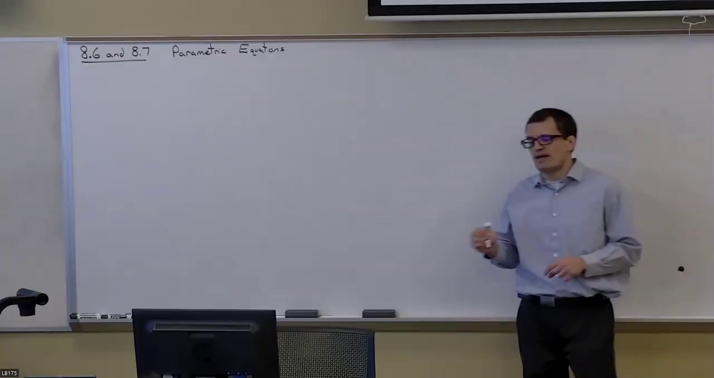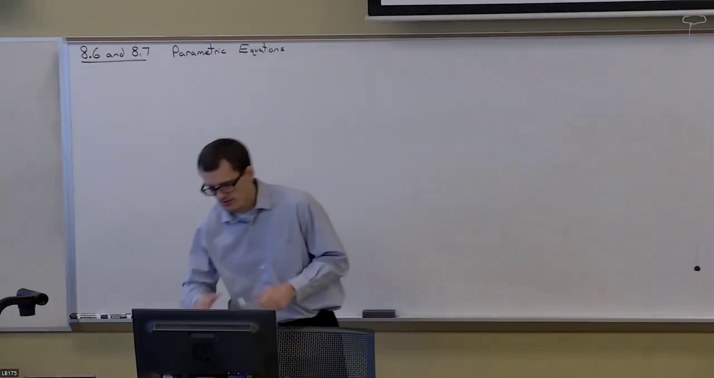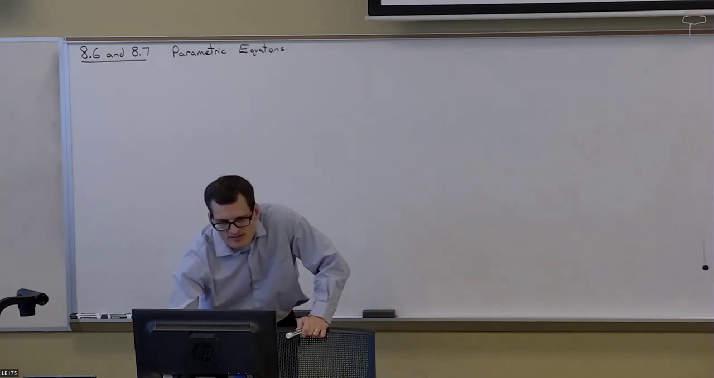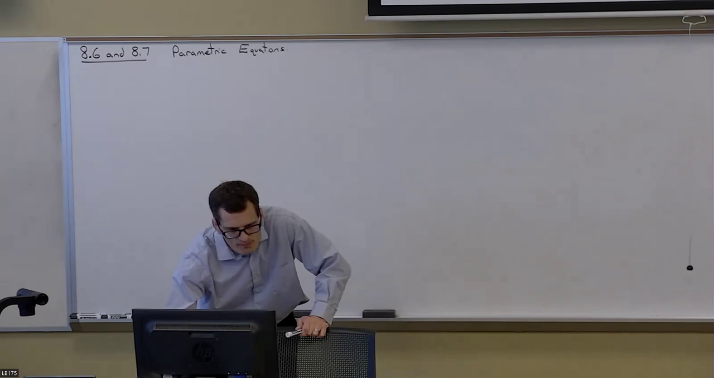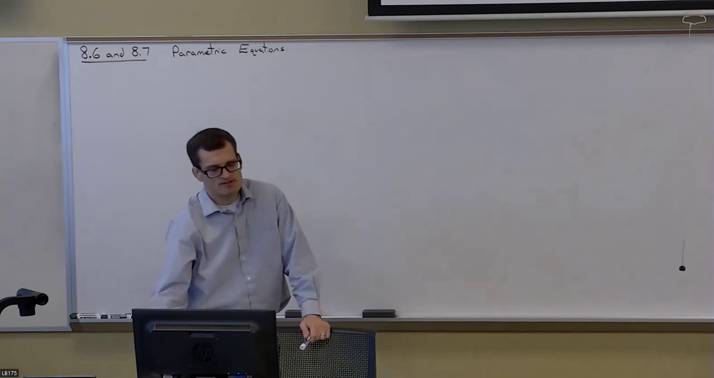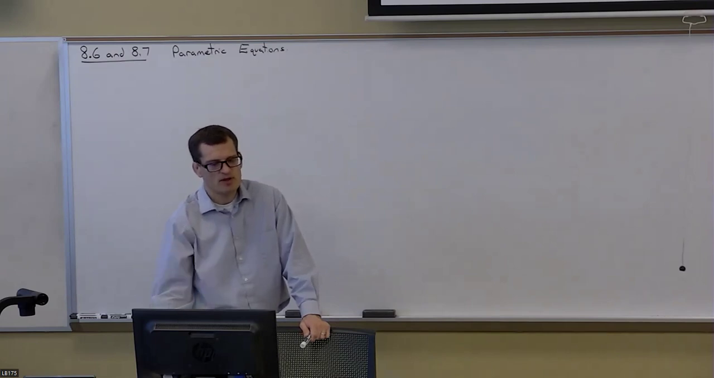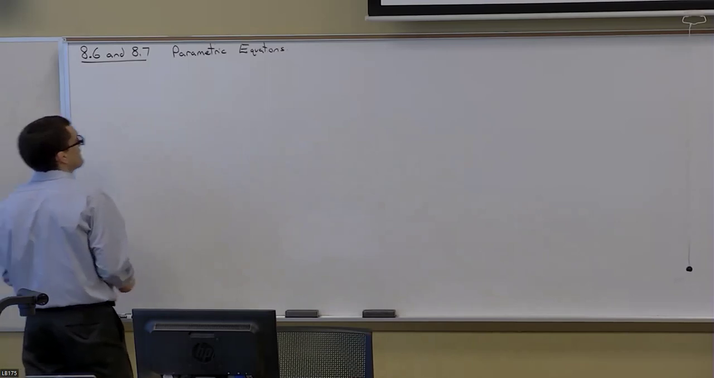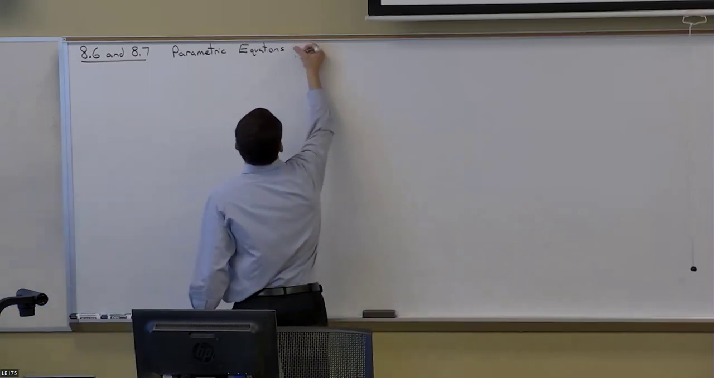We're going to skip 8.5. 8.5 is not something we typically go over. And that's polar form with complex numbers. That's not something we deal with. But we do want to deal with parametric equations and their graphs.